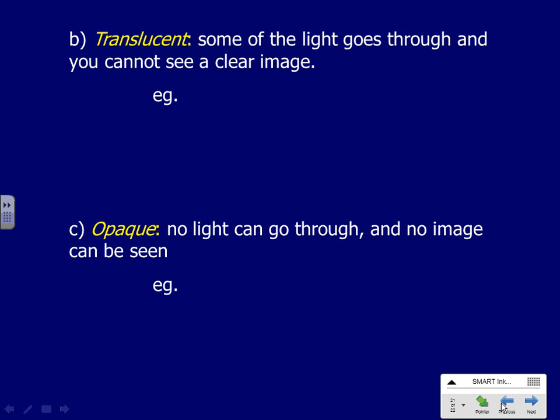It can be translucent. Some of the light goes through and you cannot see a clear image. Again, the reason a substance might be translucent has everything to do with reflection, absorption, transmission. Some of the light might be reflected. Some of the light might be absorbed. And a very little bit of light might be transmitted. So all three things can happen at the same time.